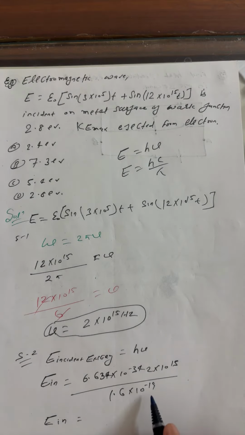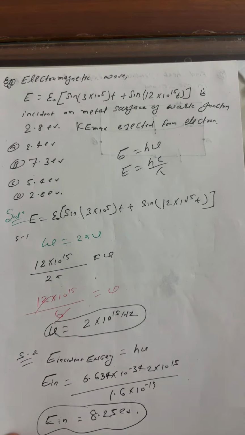I can say 19 will go up, meaning plus 15 plus 19, how much? 34. I can see the entire terms cancel. So what will we get after the solution here? This is energy 8.25 electron volt. This is the incident energy.